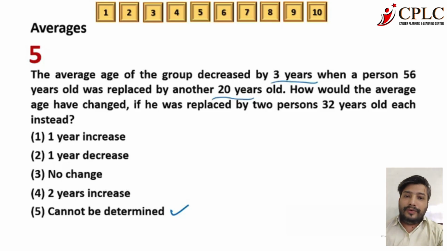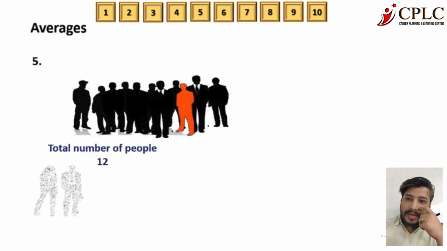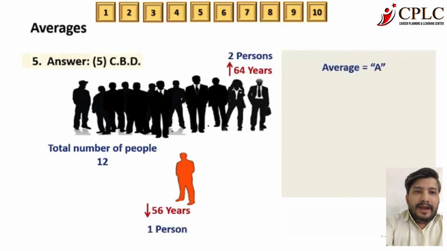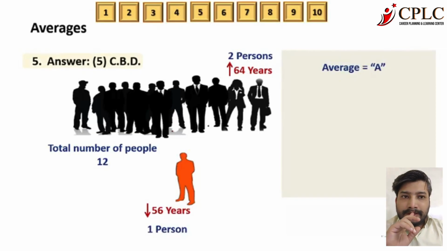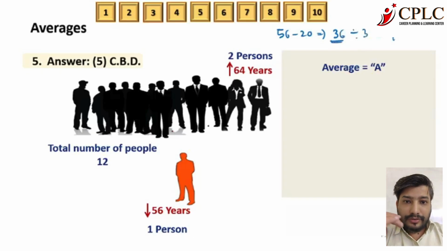Let's say you want to know why this happens. So let's take an example. Let's assume the average is A. Now we know that the 56 years old guy went away, and in his place a 20 years old guy came in, so there is a difference of 36. And the group's average decreased by 3, so everyone's value decreased by 3, meaning there should be a total of 12 people in our group basically, is what we are saying.